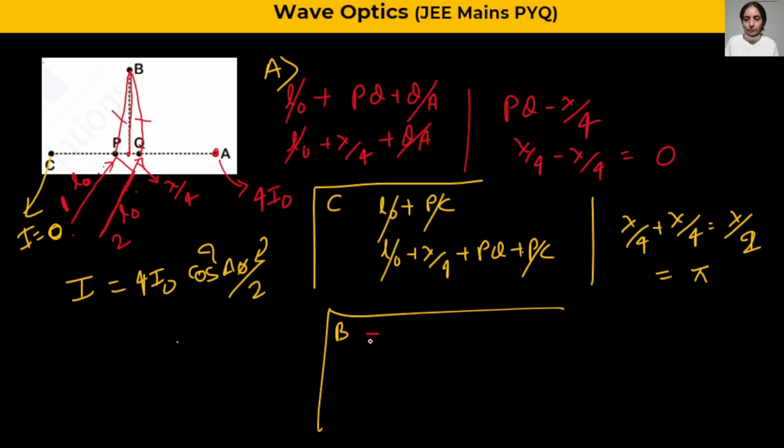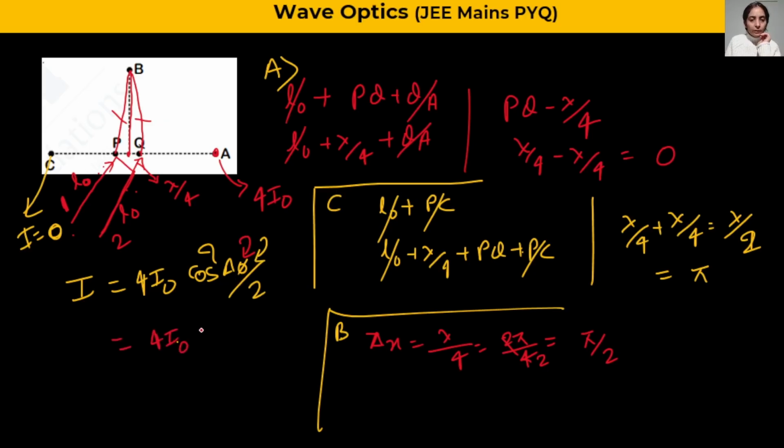Lambda by 4 कहने का मतलब कितना हुआ तुम्हारा? That is your path difference is lambda by 4. Lambda is equivalent to 2 pi radian. So 2 pi by 4. So this is equal to how much? Phase difference delta phi is your pi by 2. And if delta phi is pi by 2, then this will become how much? Pi by 4. क्योंकि delta phi by 2 लिख रहे हो आप यहाँ पे. So this is pi by 4 and this will become 4 I naught.